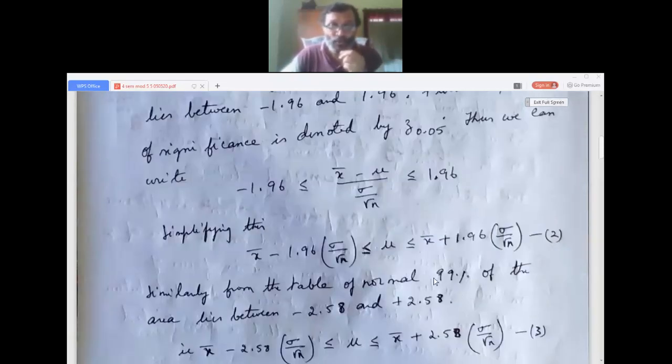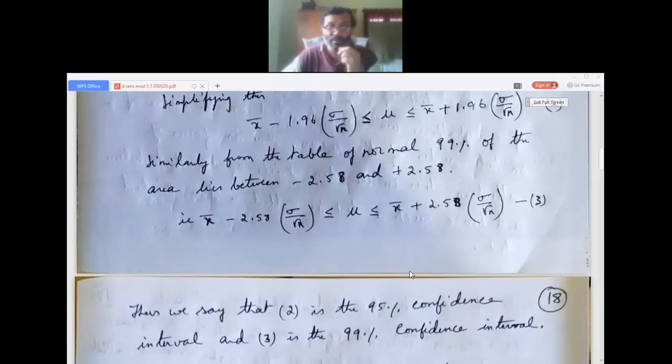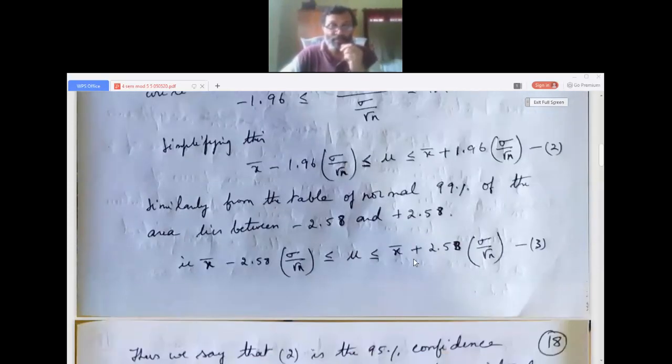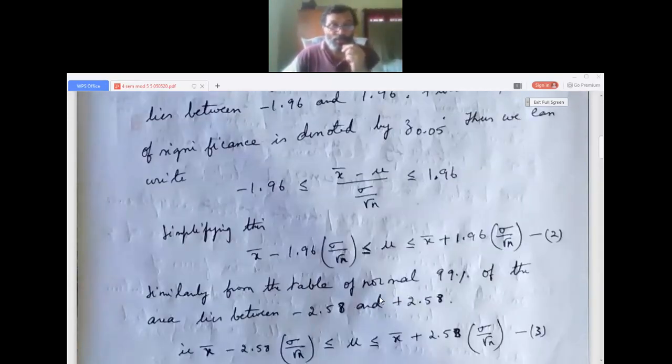Now we say that equation 2 is the 95% confidence interval, because it is 95% correct. We can say with 95% confidence that the z value lies between minus 1.96 and plus 1.96. So equation 2 is called the 95% confidence interval, and equation 3 is called the 99% confidence interval, because from the normal table we are sure that 99% of the area lies between minus 2.58 and plus 2.58.